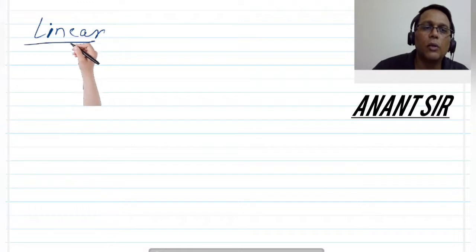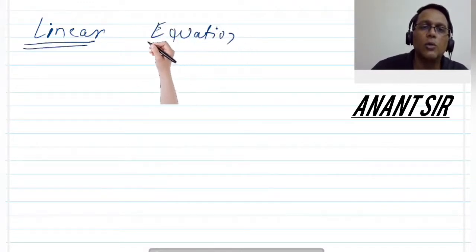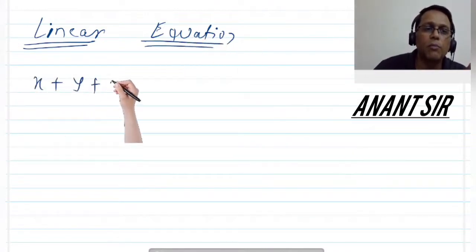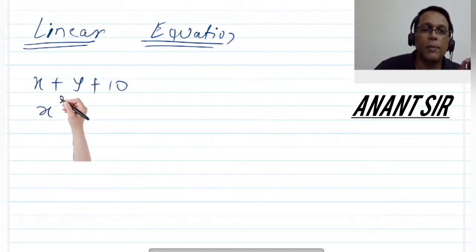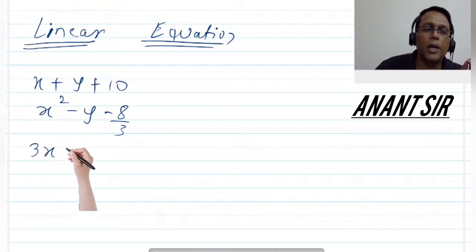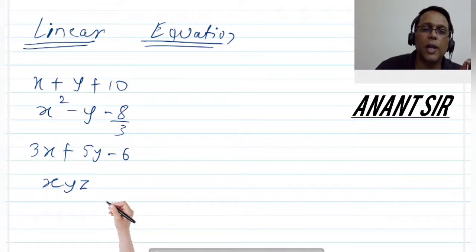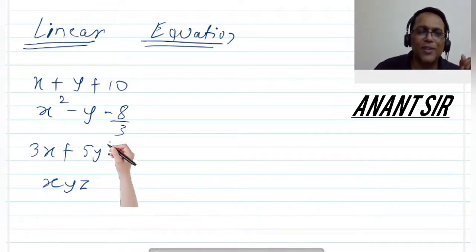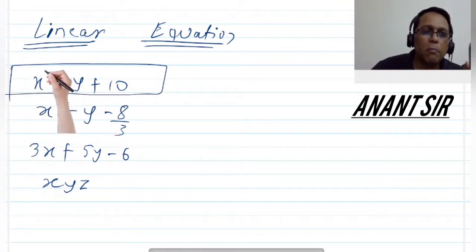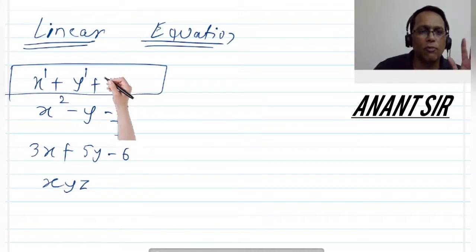So what is meant by first of all linear equation? There are two terms, linear and equation. If I am writing an algebraic expression, see x plus y plus 10, this is an algebraic expression. x square minus y minus 8 by 3, algebraic expression. 3x plus 5y minus 6, algebraic expression. xyz, algebraic expression. So in the first one, what is the power of the variable? It's 1 here, it's 1 here. If there is no power, that means the power is 1, okay.